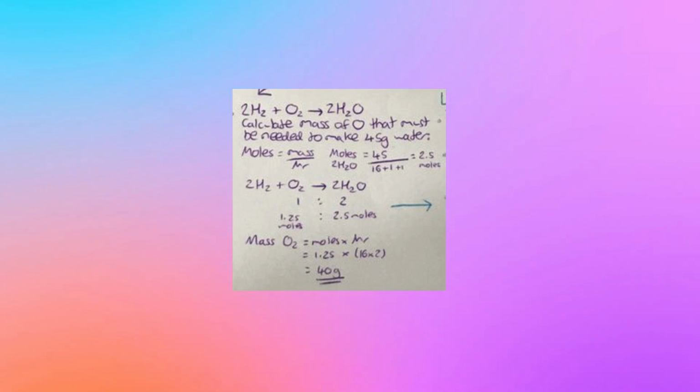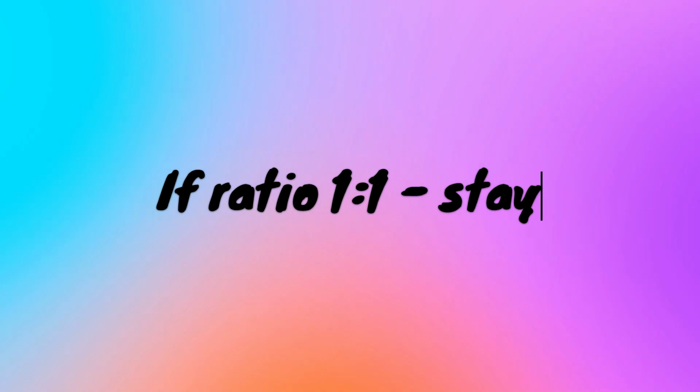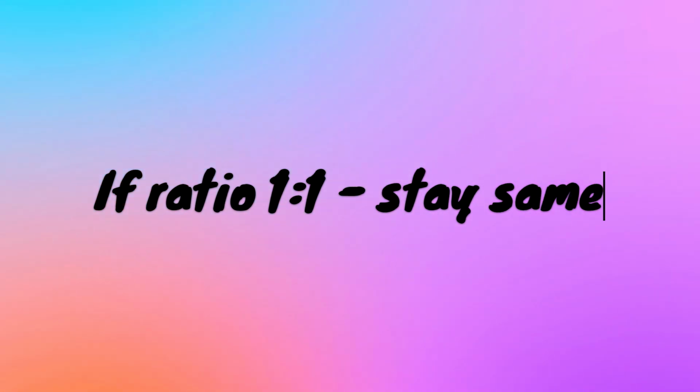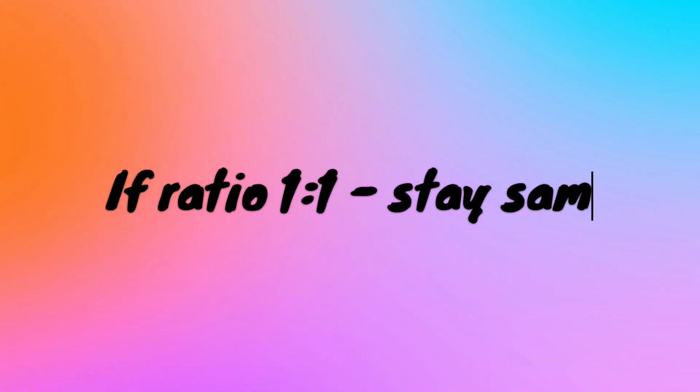We've now got our moles, but we want the mass of the oxygen, so we rearrange the equation moles equals mass over Mr to mass equals moles times Mr. We slot in the moles, 1.25, we work out the Mr, which is 16 times by 2. And we work that out together, and that would give us 40 grams, and that would be our answer. Now, a little note here, if the ratio of the moles is 1:1, then we don't need to change anything. It can stay the same.